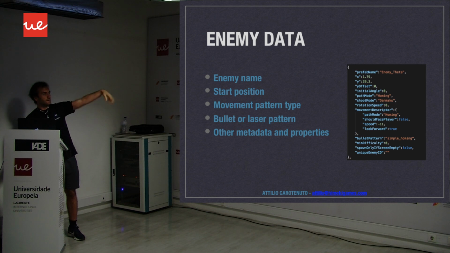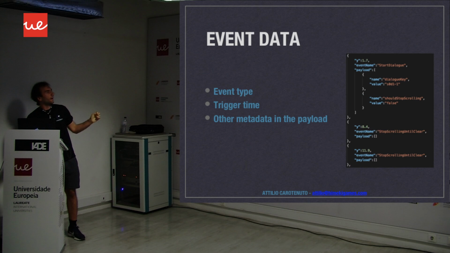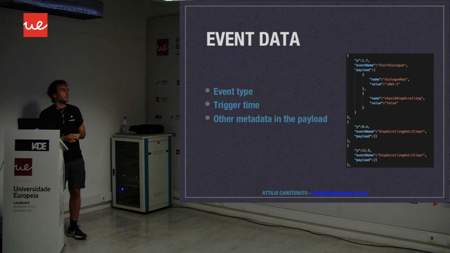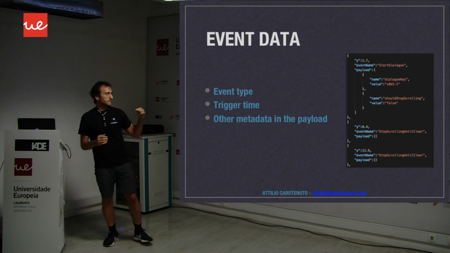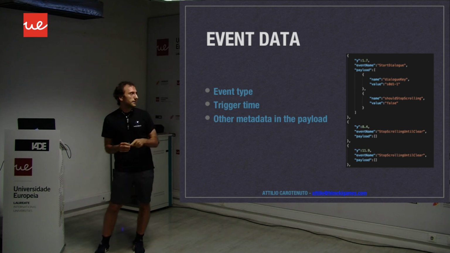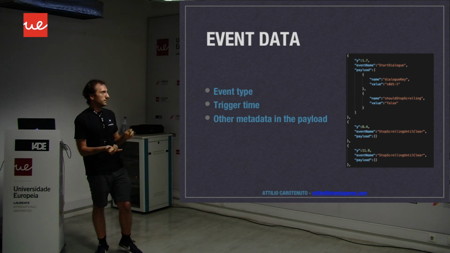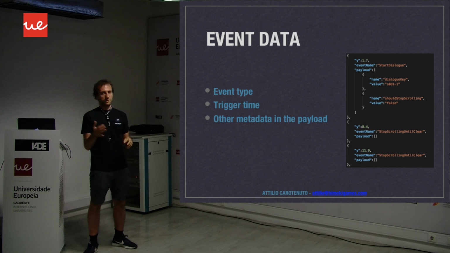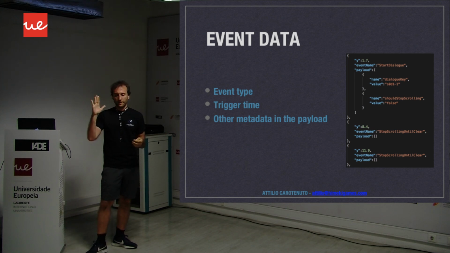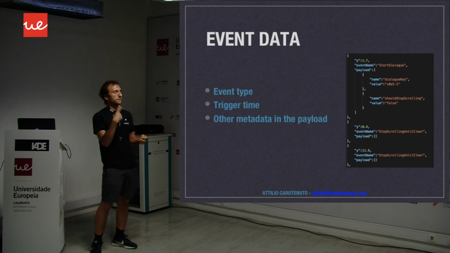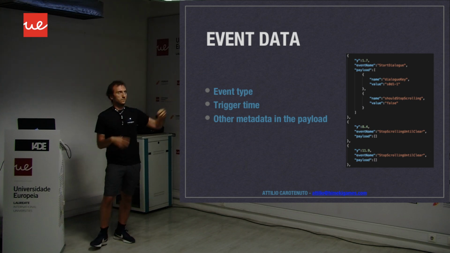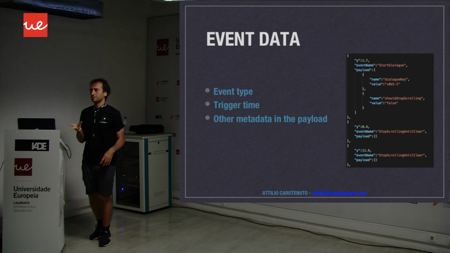The enemy data, so that's another snippet. So you see all the data, and the event. Events are similar to enemies. So there is a time. The Y is time in this case. The event name, which is, in this case, stop scrolling. It means that the timeline will stop until you kill all the enemies. And then there is the payload, which is some more metadata about the actual event.